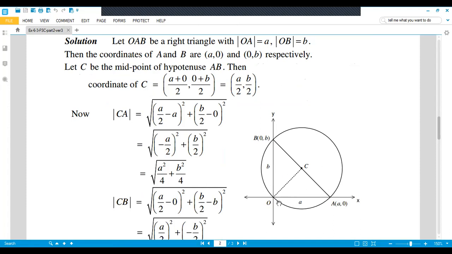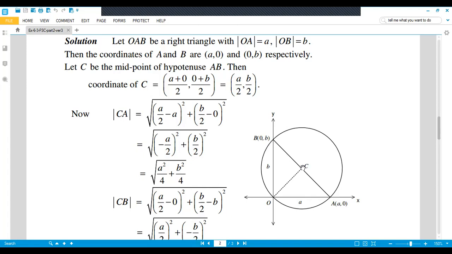So what will we do? We draw the circle. The center we don't know, we draw a right angle triangle. A is the base, small b is the perpendicular and c is the hypotenuse. So what will we do to find c? We find the midpoint of point B and point A. Point A is a0, where the value on the x-axis is a and on the y-axis is 0, and point B is 0b, where the value of x is 0 and of y is b.